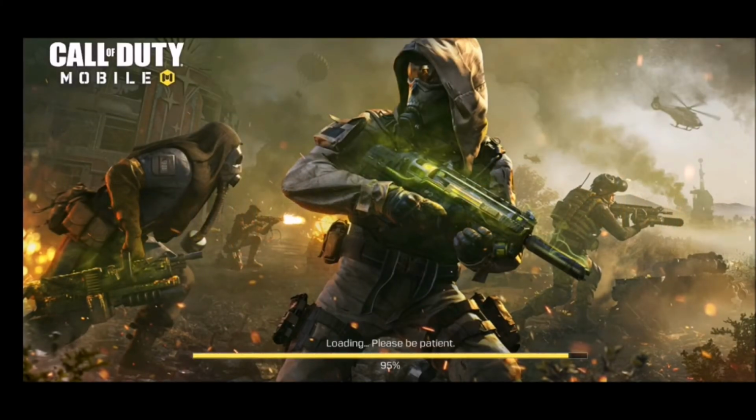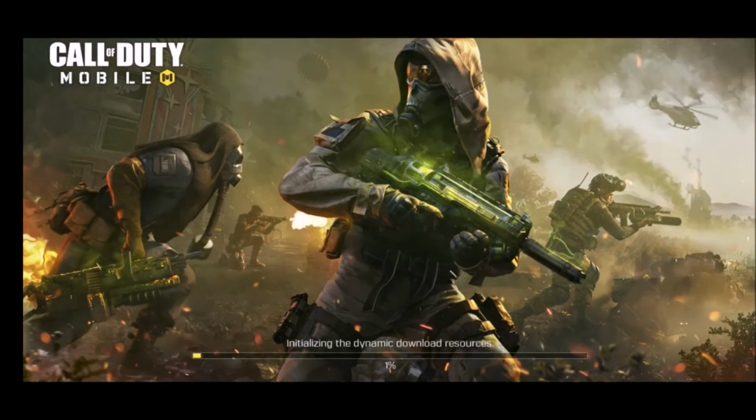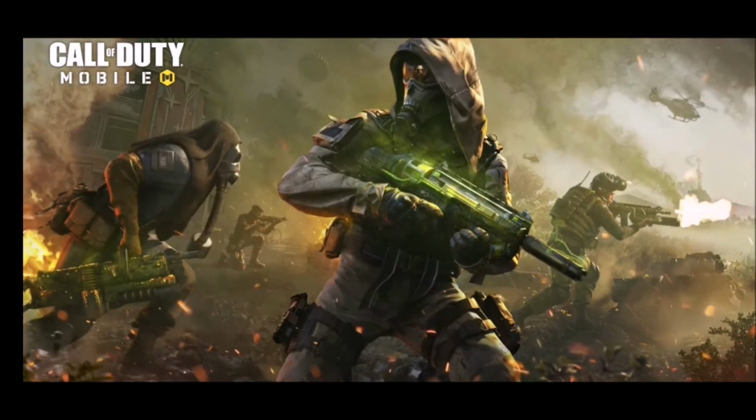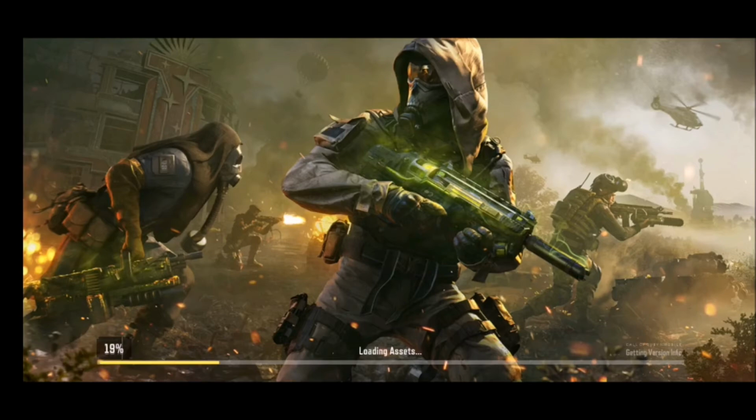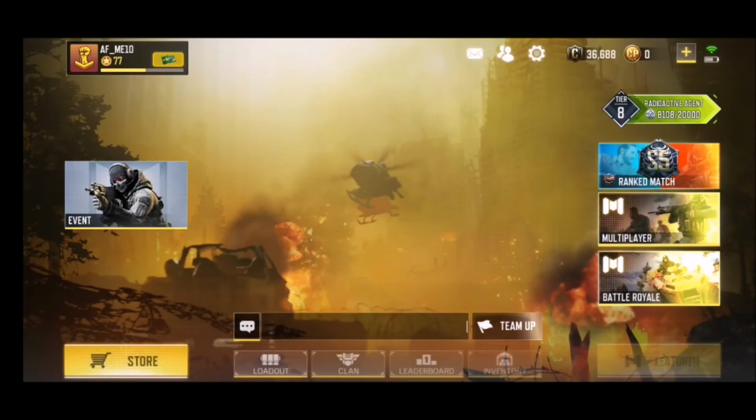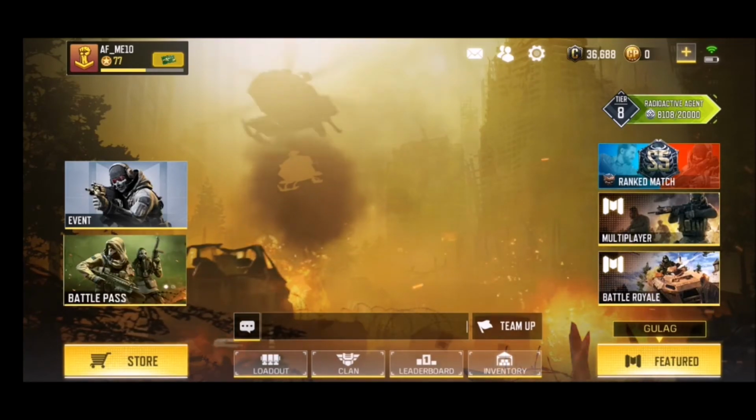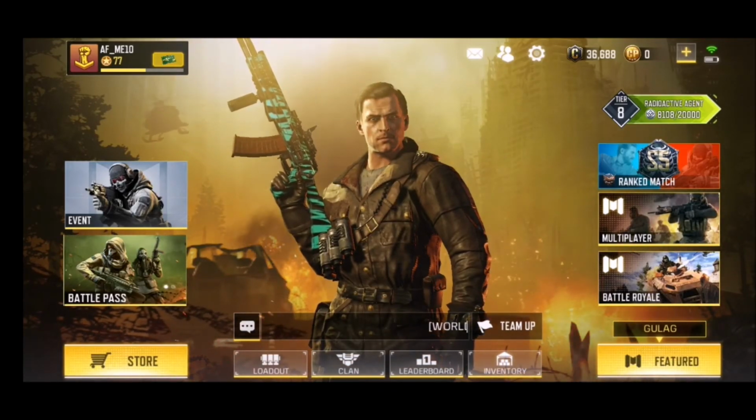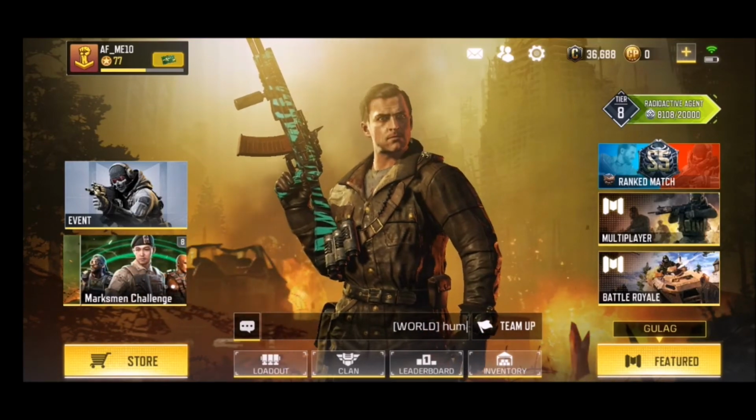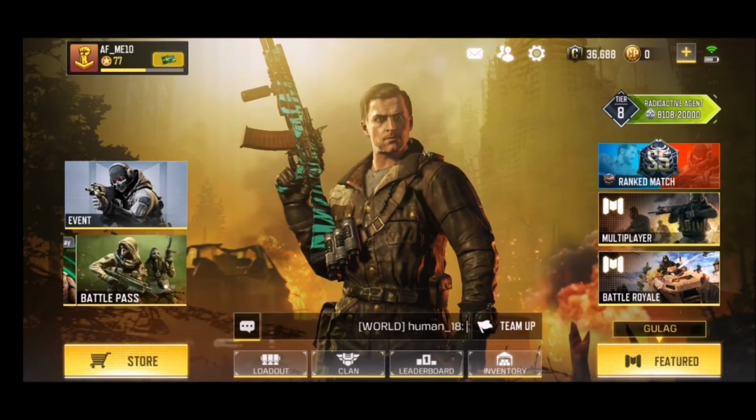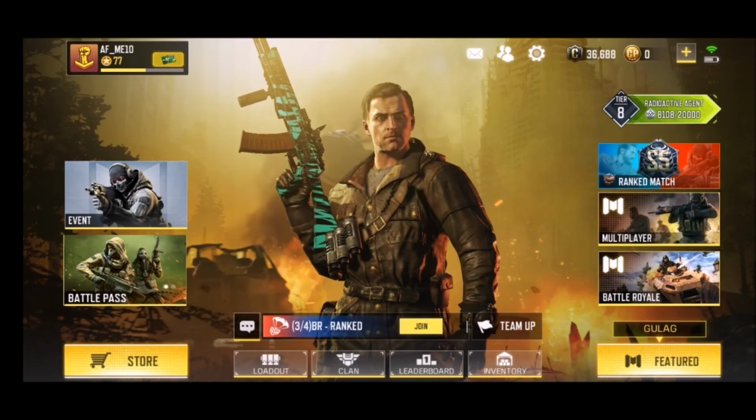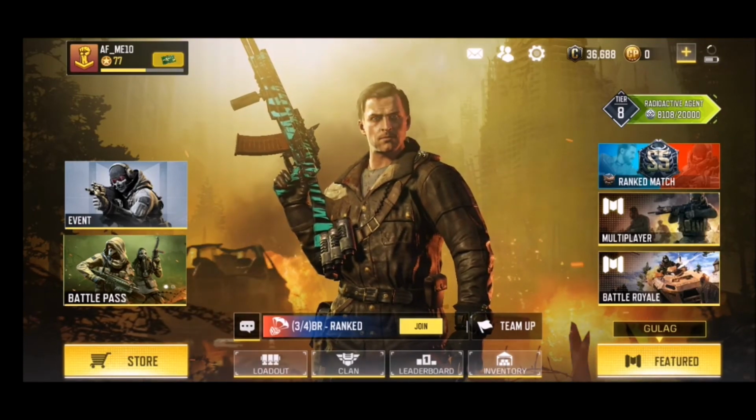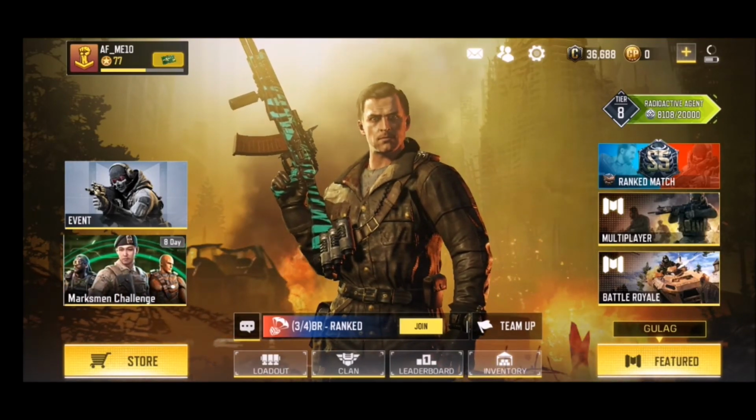EMUI 10 has game mode, or the game acceleration mode. What it does is that it clears all the resources so that you can play the game in optimized performance. So that means it will close down other games or other apps when you're playing a game so that you can have the maximum optimized performance because you're getting the most resources possible.